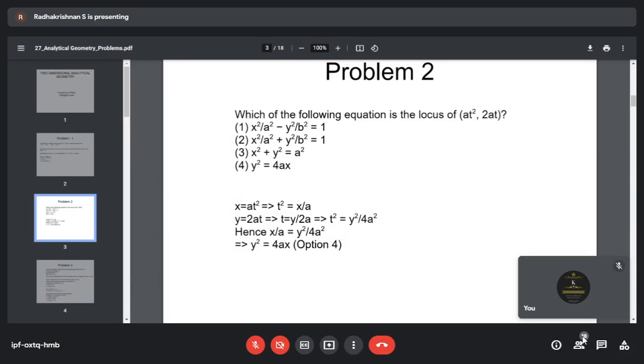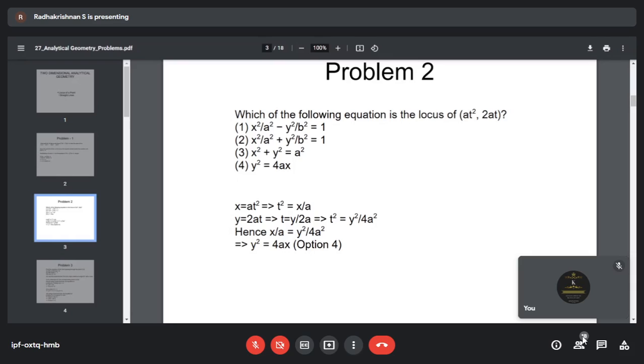So that is one method, a valid method since options are given. You substitute in all four. Otherwise, if it is given that x equal to at squared and y equal to 2at, we can simply build the relation between x and y by eliminating t.